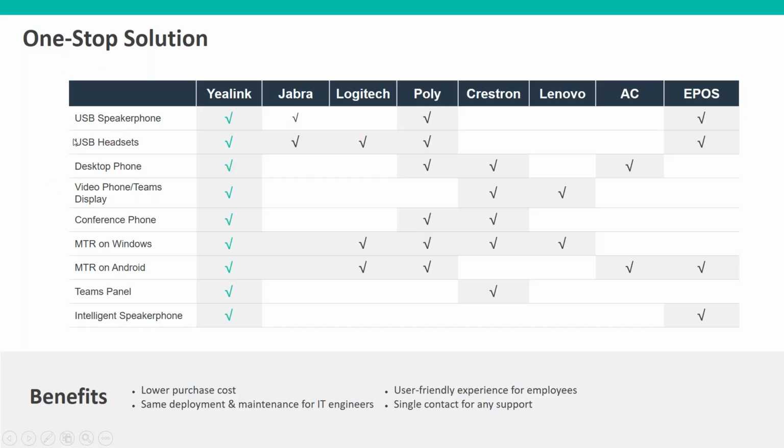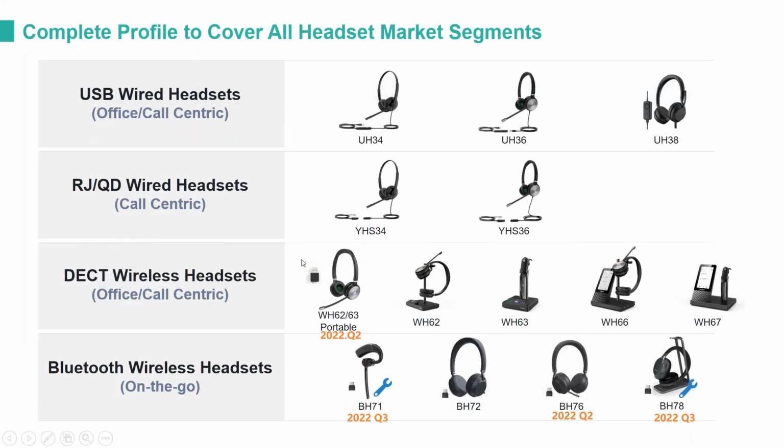Just as I talked about this one-stop solution, you can see from the phones, headsets, MTR, which means Microsoft Teams Room. It's a VC system for Windows, Android, and Teams panel for meeting room scheduling, all the hardware. It's a more complete solution compared with other brands. And if you look into the headset part, it ranges from USB ones, wired headsets, to wireless ones, DECT, and Bluetooth headsets.